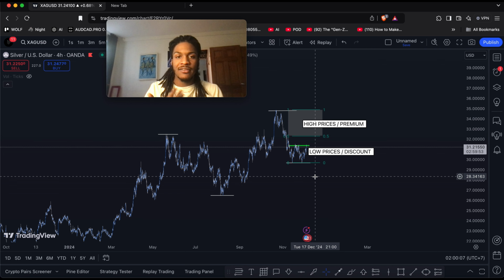And I trade imbalance gaps. You can call them FEG gaps, which are a little bit different from imbalance gaps. Or I trade order blocks. So order blocks and imbalance gaps are my entries.